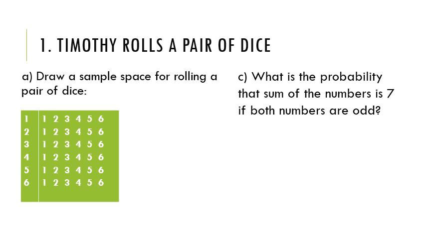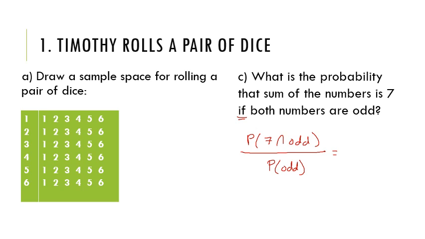Here I've put a sample space. I got tired of writing them. So what is the probability that the sum of numbers is 7 if both numbers are odd? So we need the probability of sum and odd over probability of odd. Okay? All right, so let's try this.